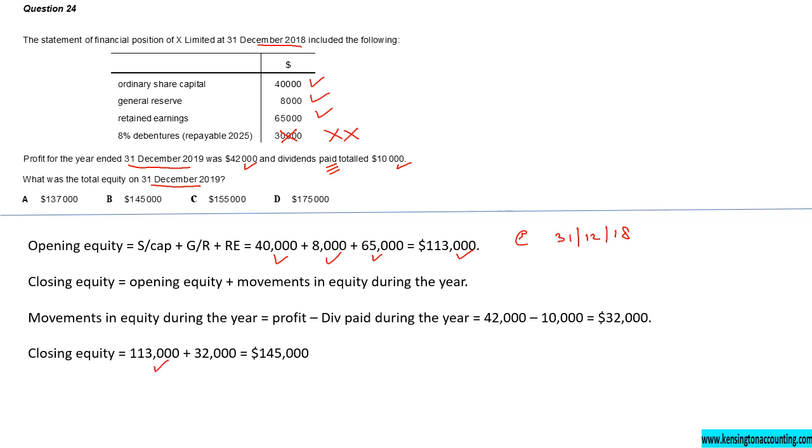Now movements during the year, we have profit. Dividend paid is a distribution, therefore it reduces the amount of equity of the business. It's a deduction. Therefore, a profit of 42,000 less dividend of 10,000, so the movement is a positive 32,000 during the year. Therefore, the closing equity will be the opening figure of 113,000 plus the positive movement of 32,000, so the closing balance will be 145,000. The answer is B.